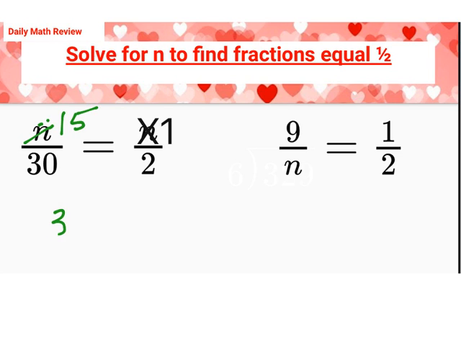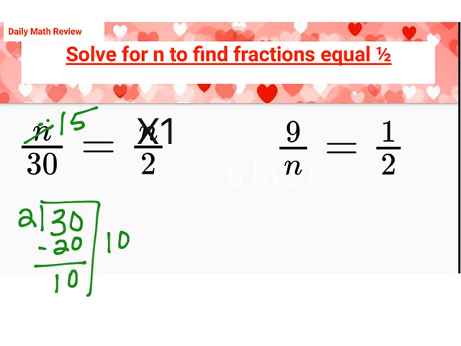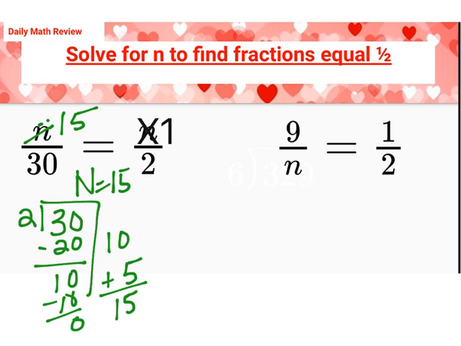And if you're not sure how to do that, then you might want to do that partial quotient. Well, 2 times 10 is 20. Subtract, and I have 10 left over. 2 times 5 is 10. I don't have a remainder. So half of 30 is 15. So N equals 15. Okay.